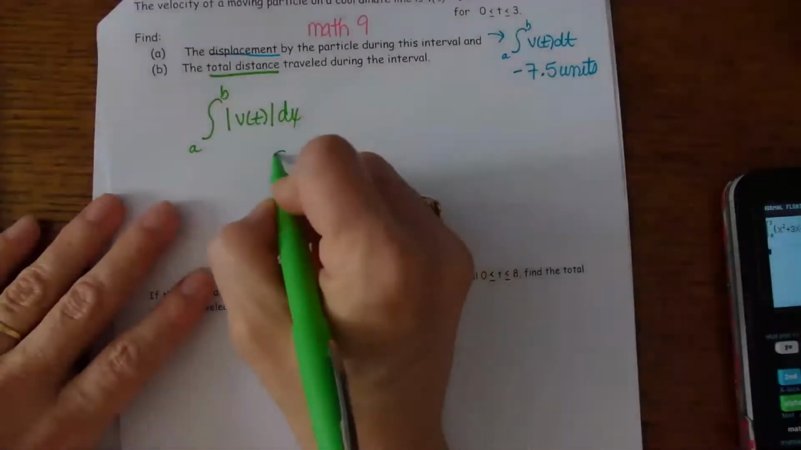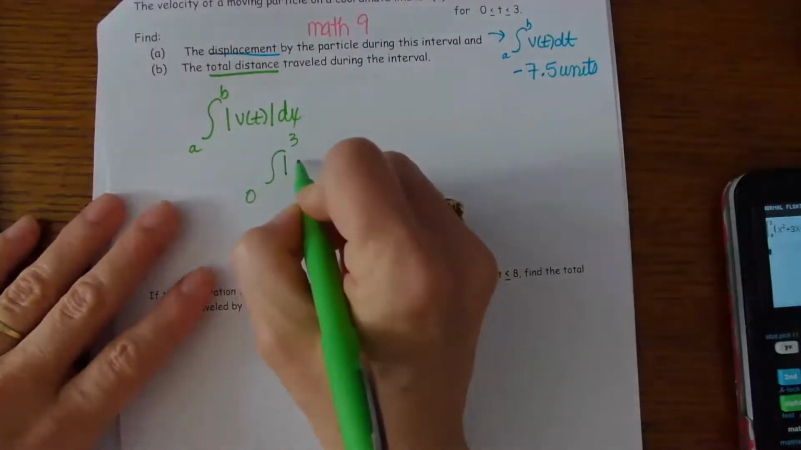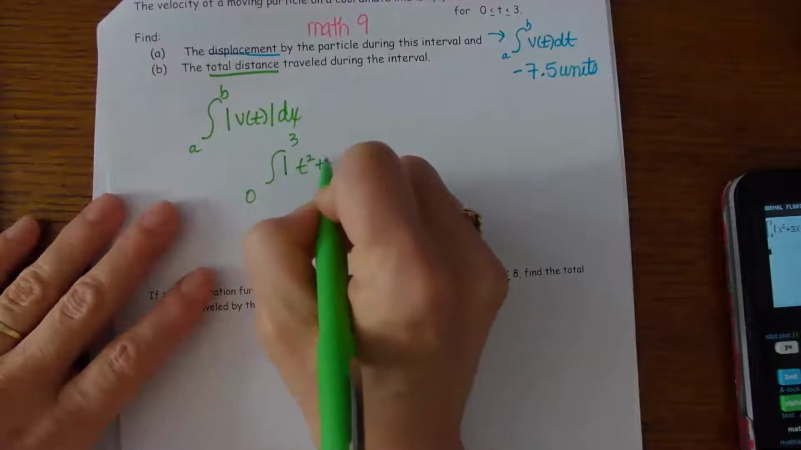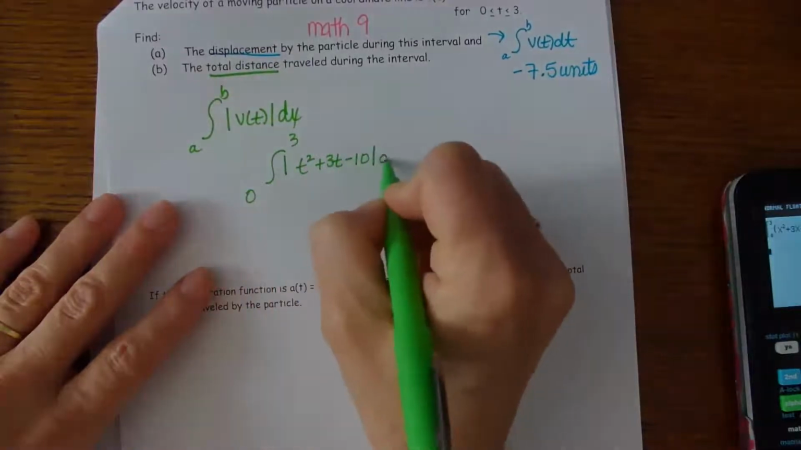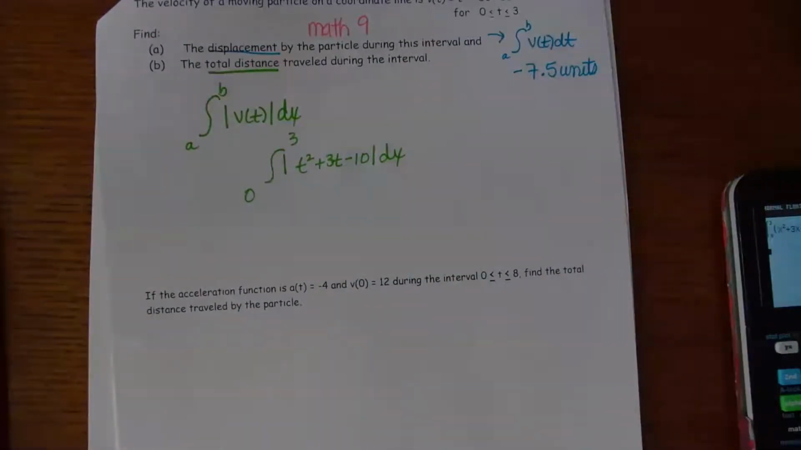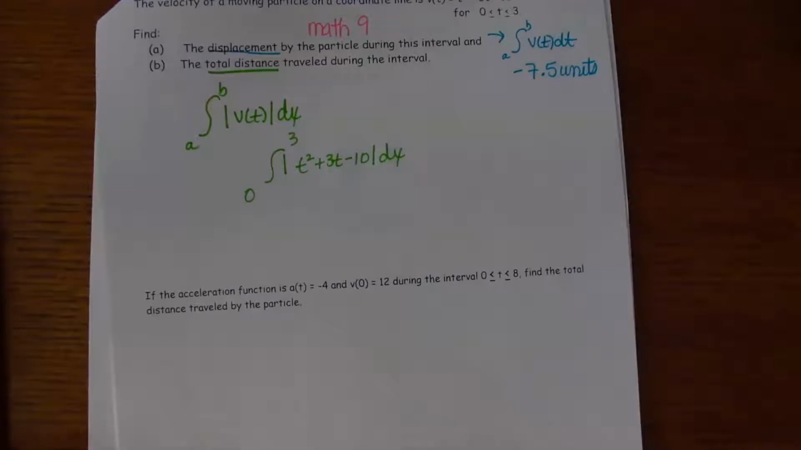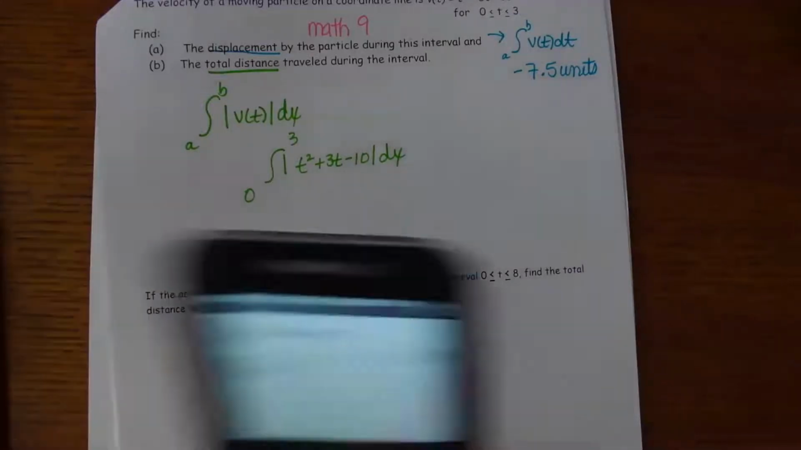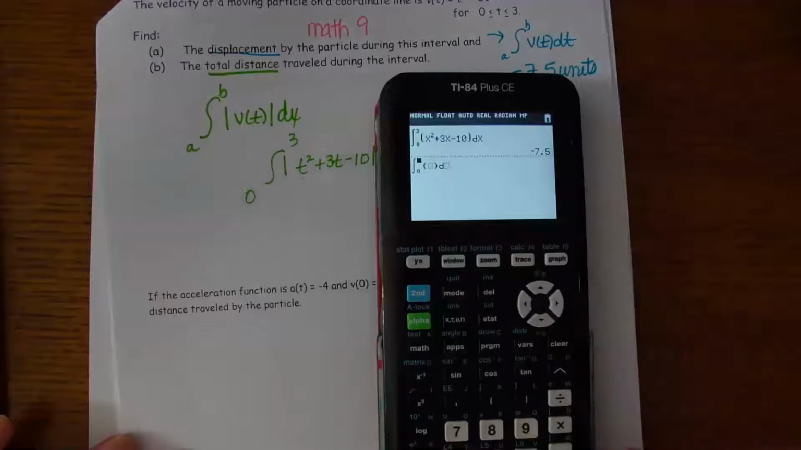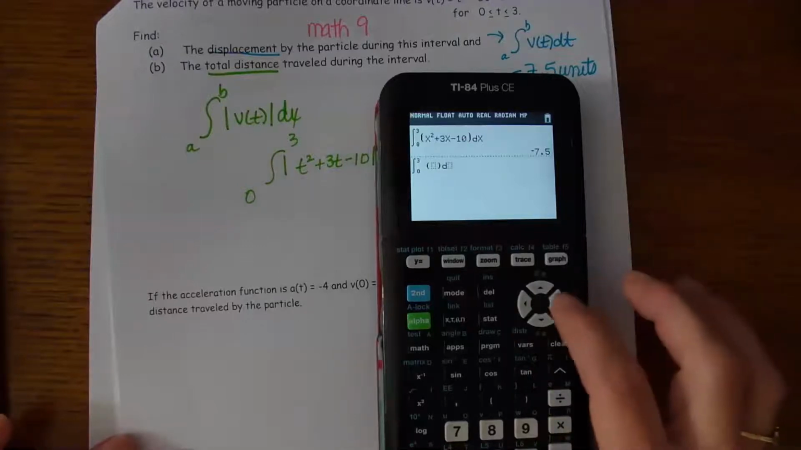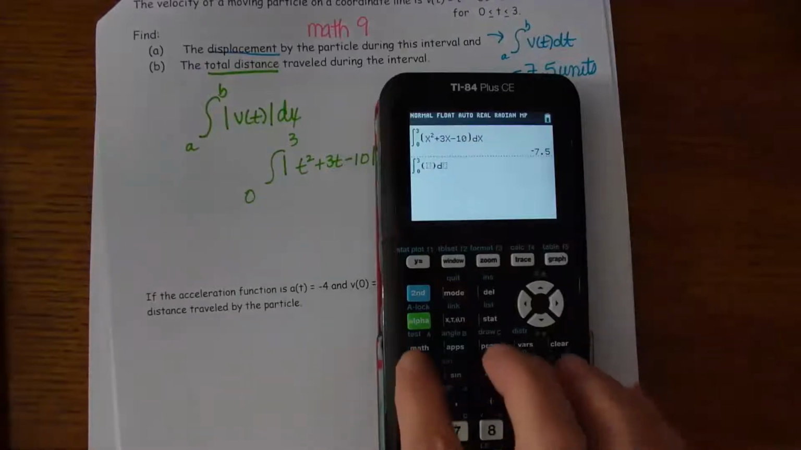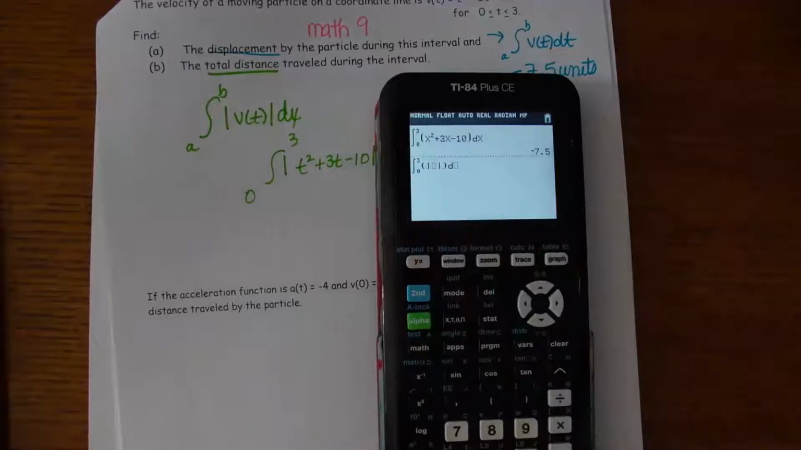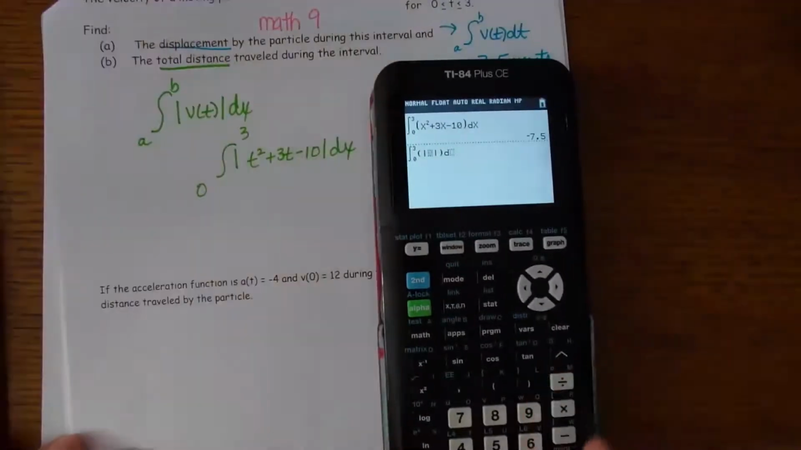All right. So what do I type into my calculator? 0 to 3. That's it. So write down what you're going to punch in so you don't forget about that. Again, that's what? Math 9. So I'm going to go from 0 to 3. Whoops, hit the wrong thing. There we go. How do you get absolute value in? Math number 1. There's other ways to get it. That's one way. So x squared plus 3x minus 10.